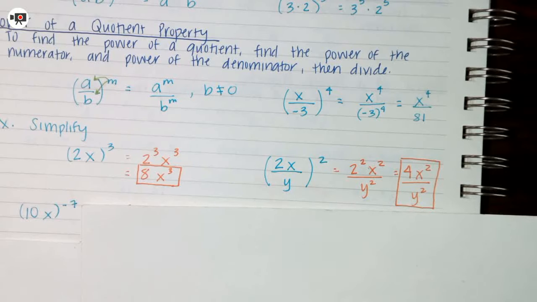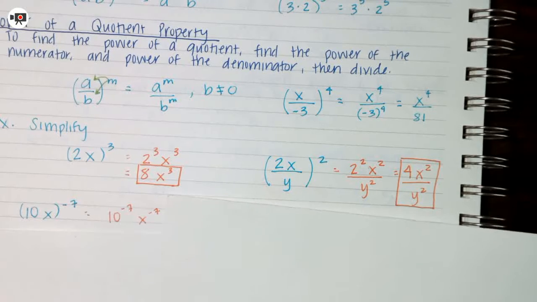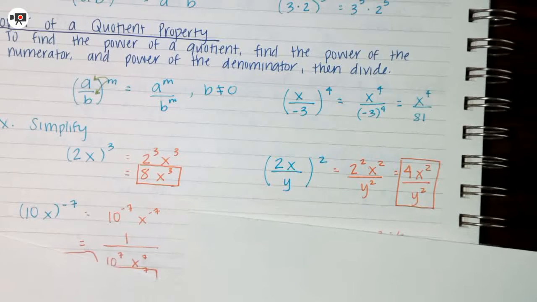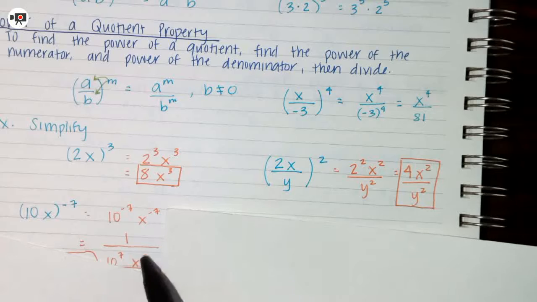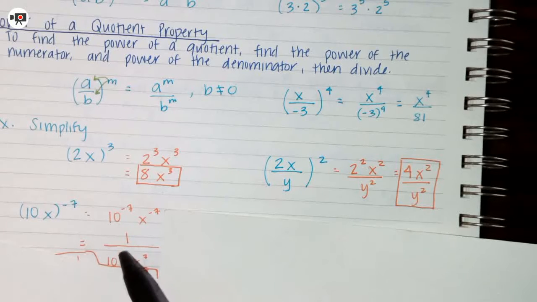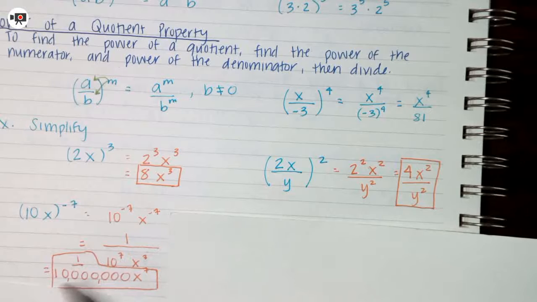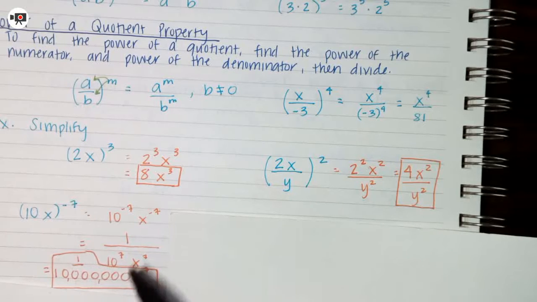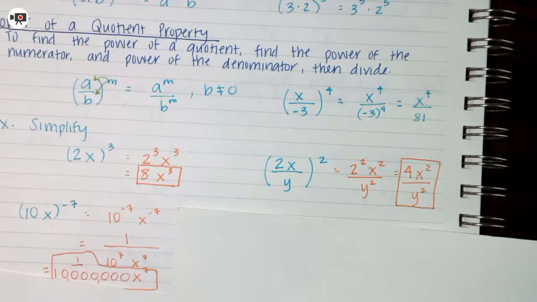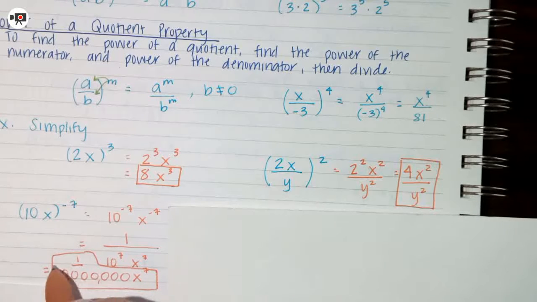For 10 times x to the negative 7th, this would be 10 to the negative 7th and x to the negative 7th. That means that you would move these to the denominator, and 10 to the 7th is going to be 10 million. So it's 1 over 10 million times x to the 7th. So this goes over all of that.